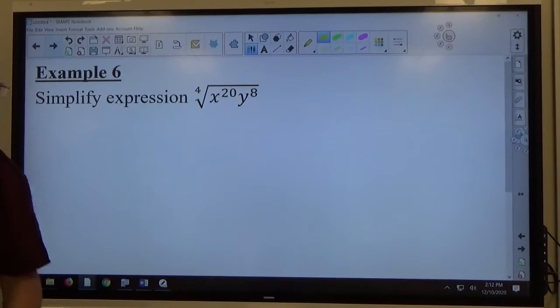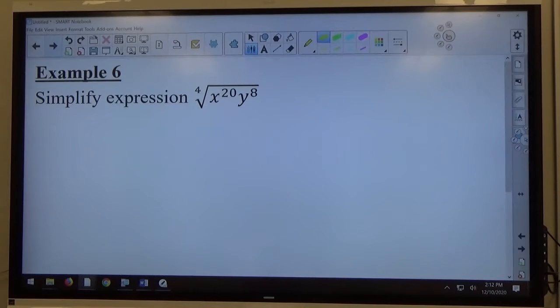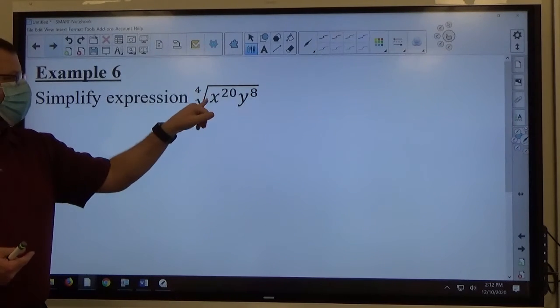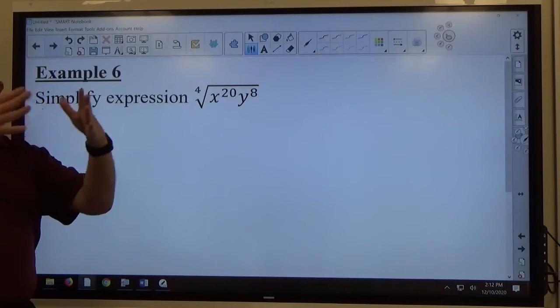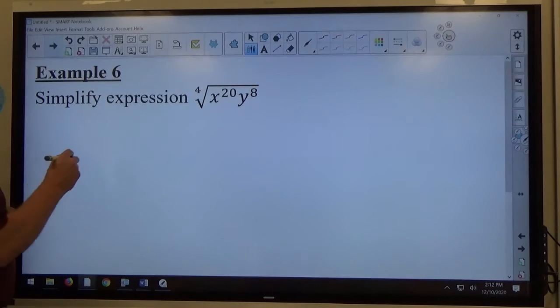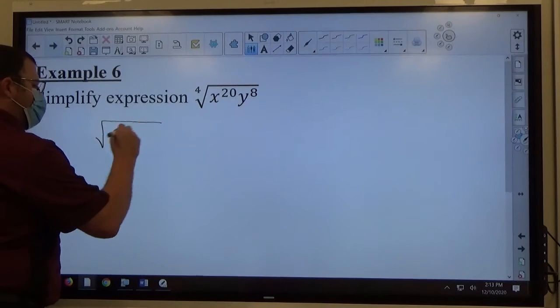All right, looking at this one here, we have the fourth root of x to the 20th, y to the 8th. So, same deal as before. There's no numbers, just x's and y's to powers in here, so we don't have to worry about factoring anything on this problem.